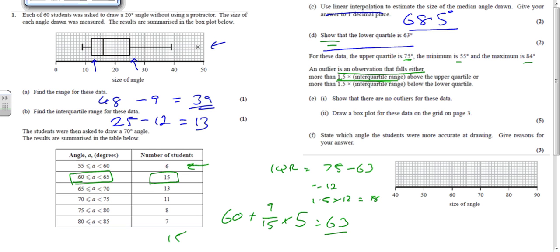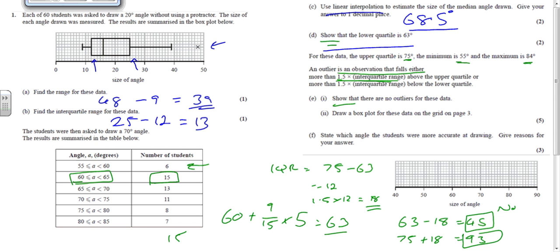So an outlier is if it's 1.5 times the interquartile range, so 18, below the lower quartile or above the upper quartile. The lower quartile was 63, and 63 take away 18 is 45. The upper quartile, 75 plus 18 equals 93. Now the minimum is 55 and the maximum is 84, so the minimum doesn't go below this and the maximum doesn't go above this. Because it says show that, you're going to need to further explain that.